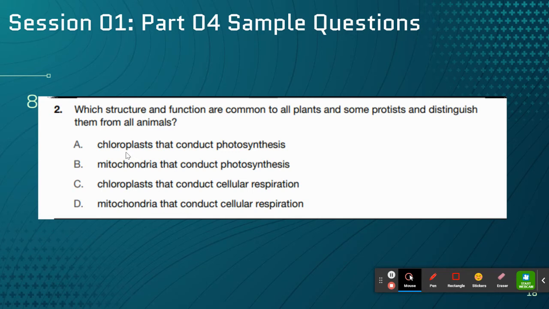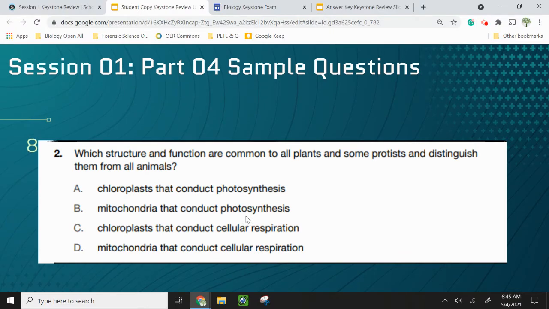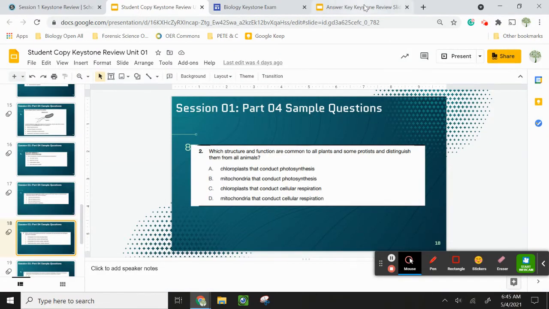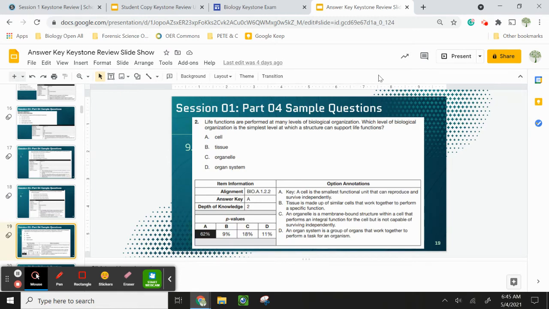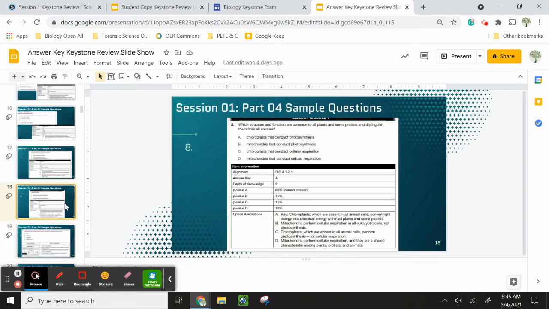So here we go. Chloroplasts that conduct photosynthesis, mitochondria that conduct photosynthesis, chloroplasts that conduct cellular respiration, or mitochondria that conduct cellular respiration. So take a second, answer this in the Edpuzzle. Pause if you have to. Let's take a closer look at this bad question.